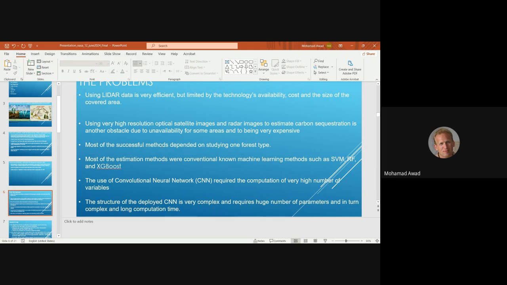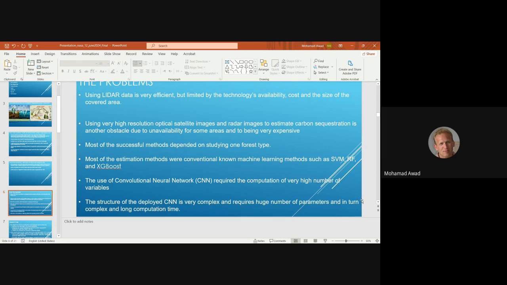And most of the research that was done successfully using the previous conventional machine learning methods depended on studying one forest type. We can hardly see that they were successful on different forest types, as I did in this study, or on mixed types of forests. Most of the estimations were conventional ones, such as machine learning, such as SVM, RF, and XGBoost, as I said before.